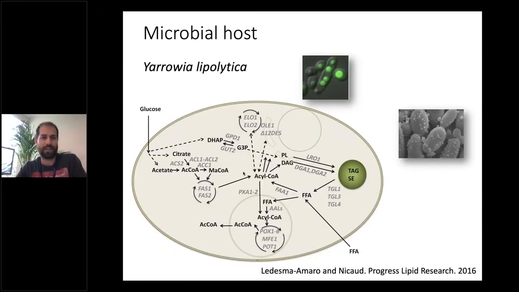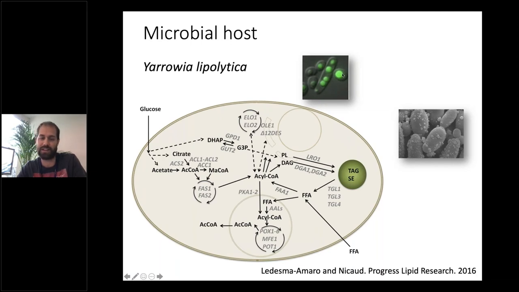So here I'm going to introduce you to this yeast. It's a yeast that is well studied nowadays, specifically in relation to lipid metabolism, and specifically as well for the idea of bioproduction, we will see later. So Yarrowia lipolytica can produce a decent amount of lipids when it's grown in sugars, for example.